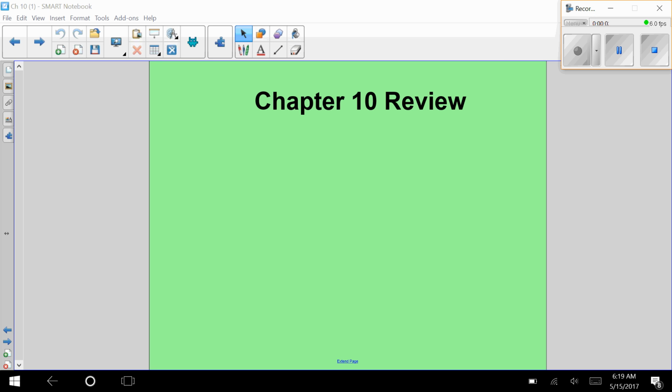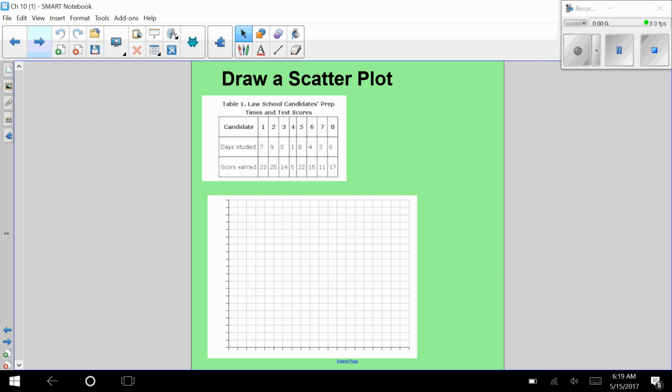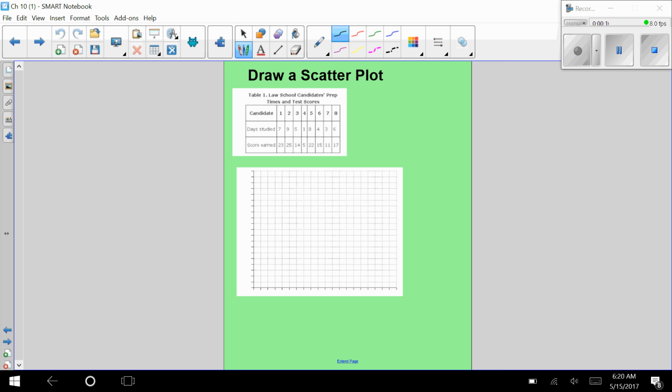This is your Chapter 10 review. The first thing you'll have to do on your test is draw a scatter plot. So remember, when we draw a scatter plot, we need to label the top, give it a title. So judging by my data, I'm going to give my title of test scores.